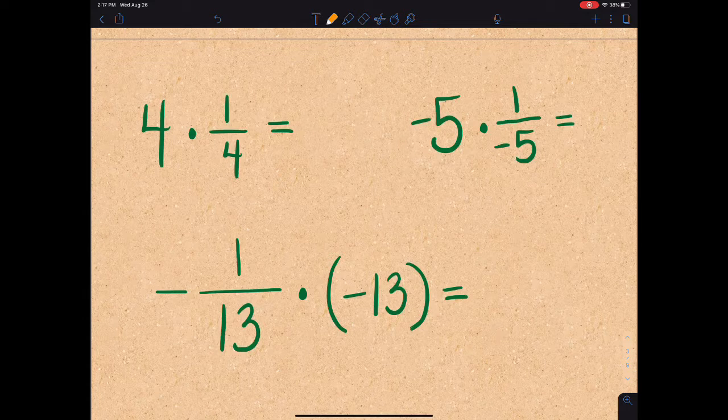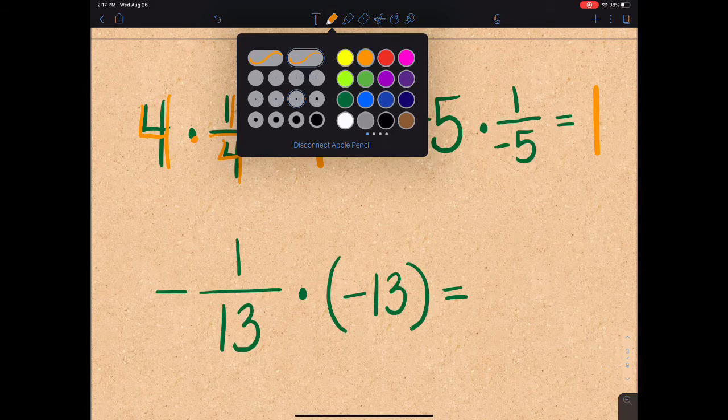Here, we'll start with 4 times 1 over 4. Those are reciprocals, and the answer that you get is 1. What about negative 5 times its reciprocal, which is 1 over negative 5? It's also going to be 1, and it's going to be positive 1 because you multiplied a negative by a negative.